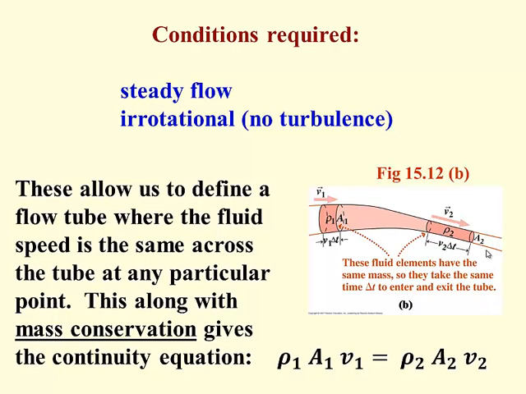But if the fluid is compressible, the density might change. What's conserved is the mass. So density times the volume, that is density at 1 times the volume per second. That's what A1V1 is. Volume per second times the density is a mass per second. So the mass per second flowing into the region must equal the mass per second flowing out of the region.